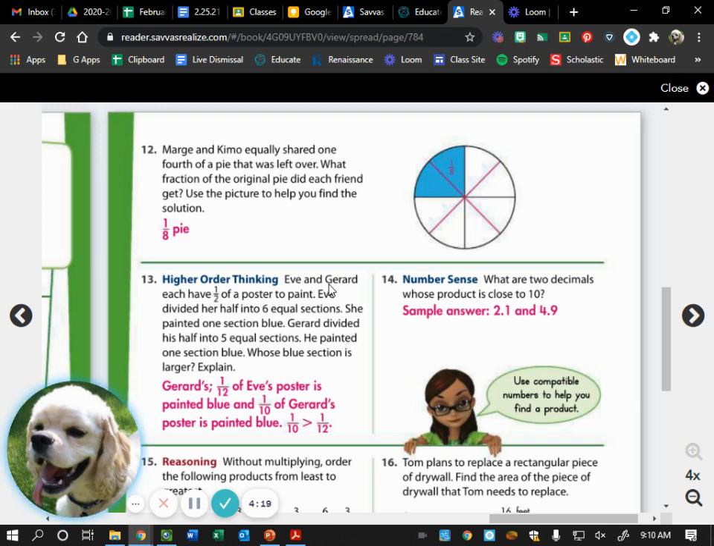Yeah, 1/4 times 2. Wait, sorry, I was saying times. That's why I got confused. 1/4 divided by 2. That's what I meant. You're taking 1/4 and you're splitting it between 2 people, so you divide.